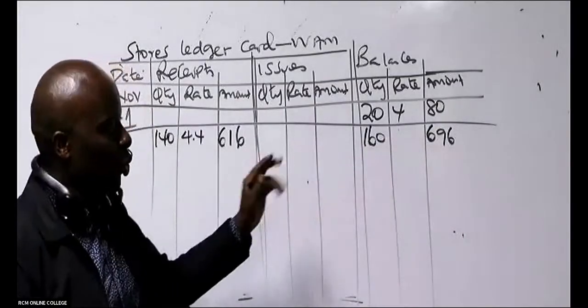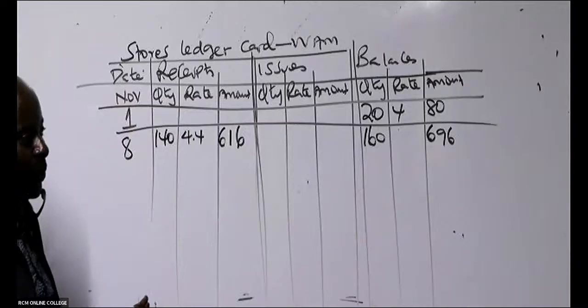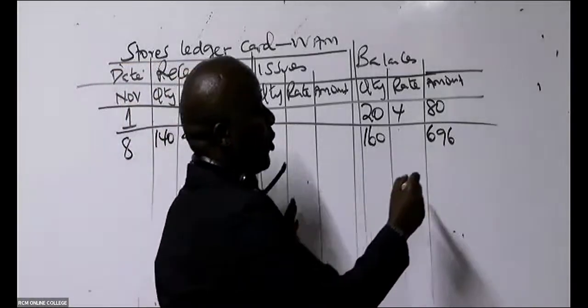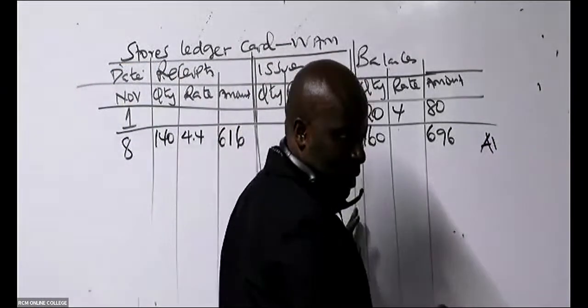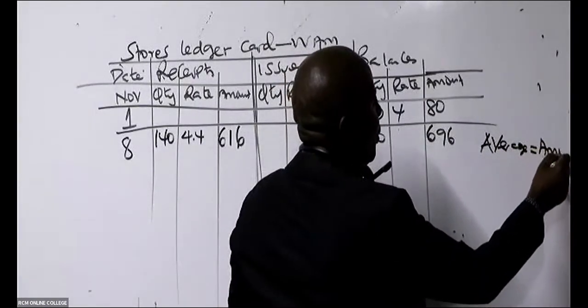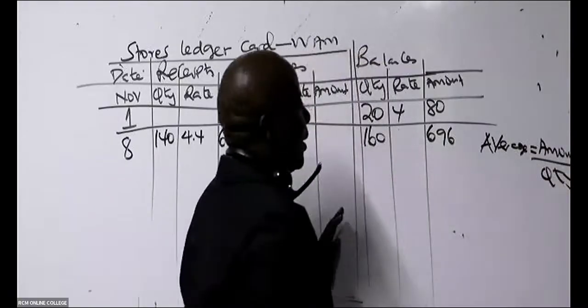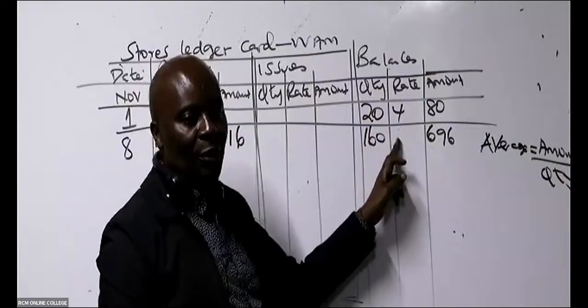Every time you do your additions, you must always give us that average. So to get the average, you take the amount and divide this by the quantity. So is there someone who is able to get a nice number that I write down here?